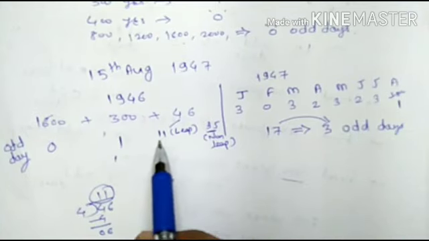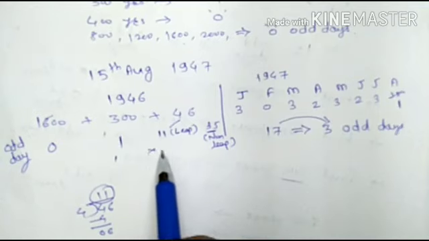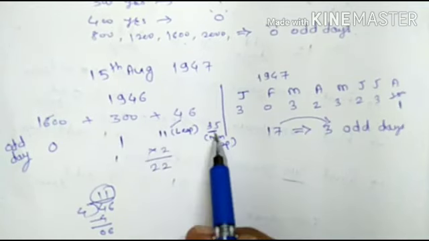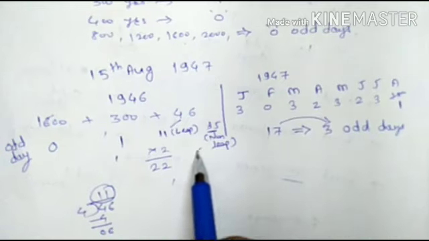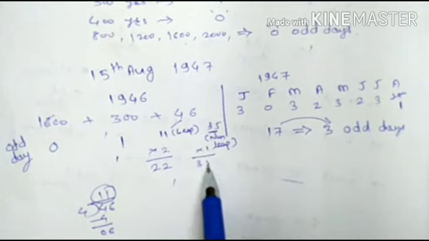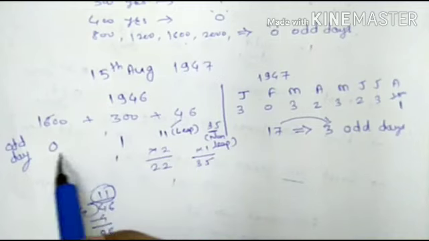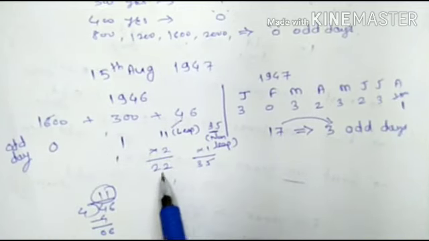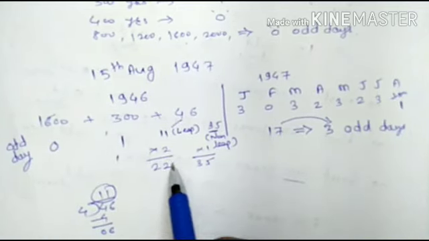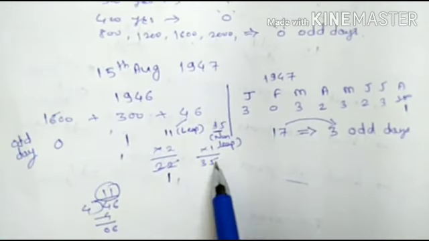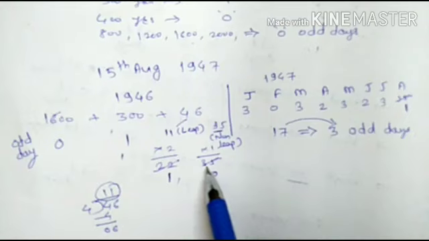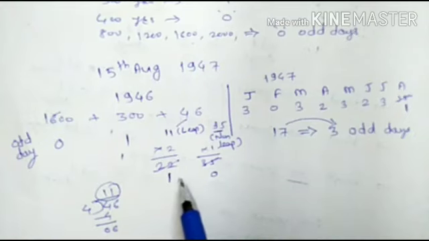In 1 leap year there are 2 odd days, so in 11 leap years there are 22 odd days. In 1 non-leap year there is 1 odd day, so in 35 non-leap years there are 35 odd days. We will simplify: 22 means only 1 odd day, and 35 means 0 odd days. After dividing by 7, the remainder is our odd day.